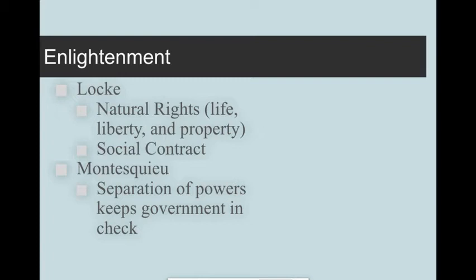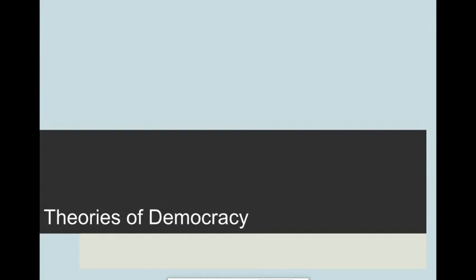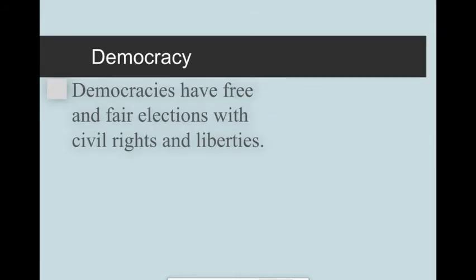Montesquieu is really important because he was the one that thought up the idea of separation of powers, and that by separating powers in government, this will keep government in check and protect the people. So, theories of democracy. First, we have democracies, right? They have free and fair elections, all right? They look at and protect civil rights and liberties.